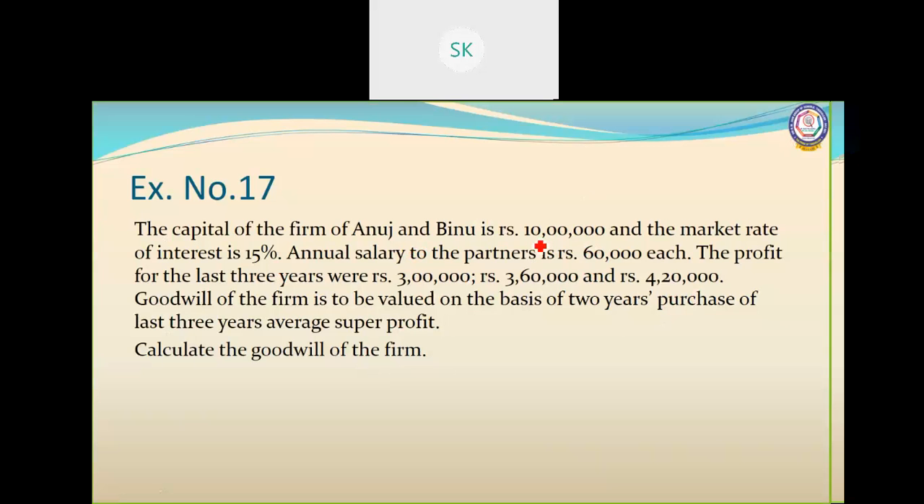So we have been given the capital employed, because the capital of the partners is the capital employed in the firm, and the market rate of interest is also given as 15%. We have an adjustment given here. We need to adjust the annual salary of the partners of rupees 1,20,000, because 60,000 is the salary for each partner, so the total salary to be adjusted is 1,20,000. And we have the last 3 years' profit given to find out the average profit.